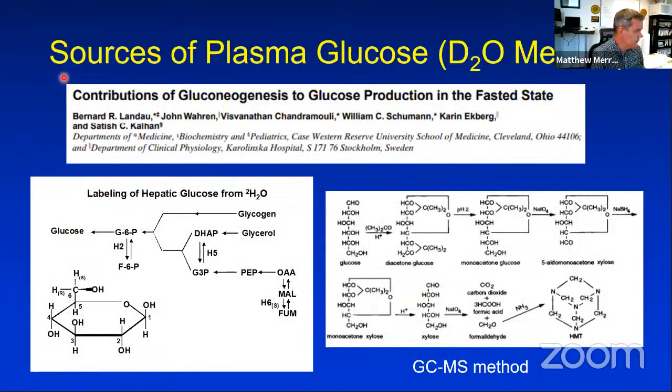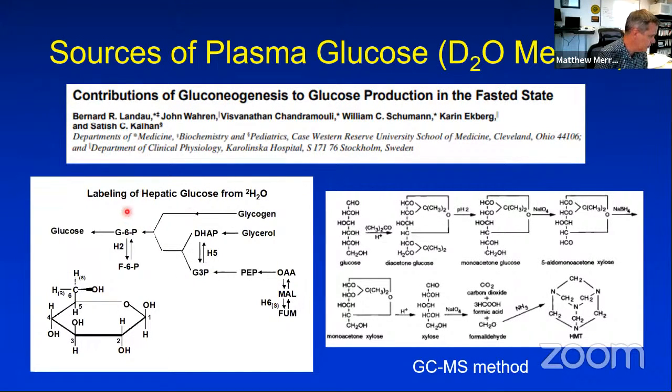Now, we're going to measure our sources of plasma glucose, where all that glucose is actually coming from, with a commonly used method called the D2O method that was first proposed by Dr. Landau at Case Western. And so with this method, in humans, you can drink the D2O. In mice, you usually give an IP injection. And the deuterated water mixes freely into the body water.